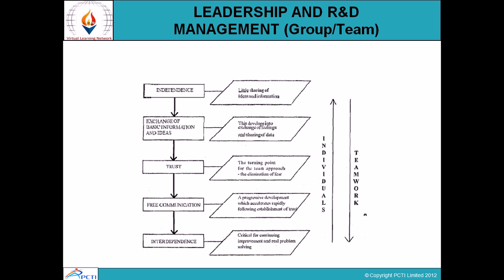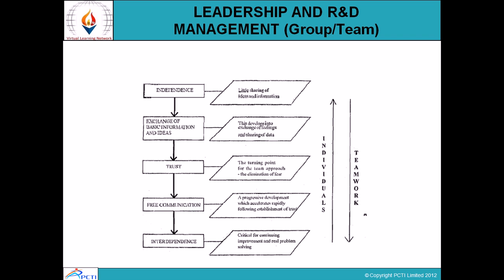Now let's learn about the leadership and research and development management, that is the group or team. Now individual effort keeps on increasing. Let us learn this scenario, that is, little sharing of ideas and information, or this develops into the exchange of feelings and sharing of data. Basically, let's talk from the very bottom.